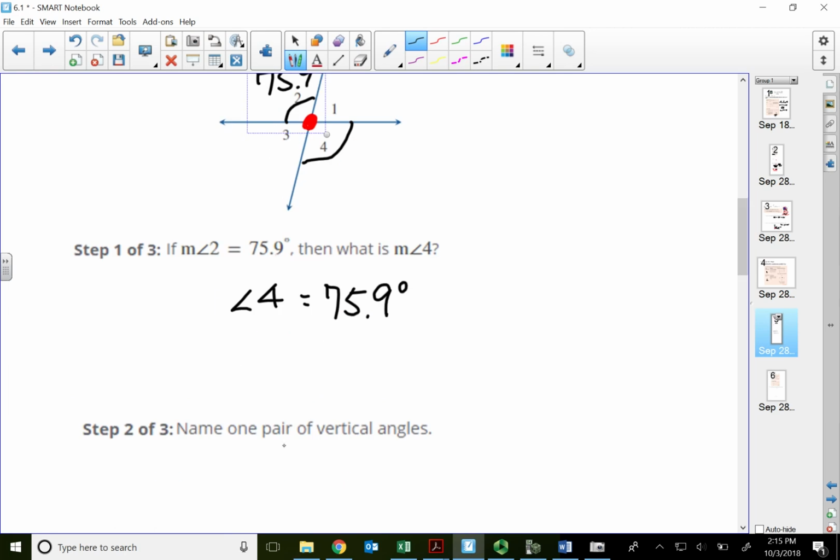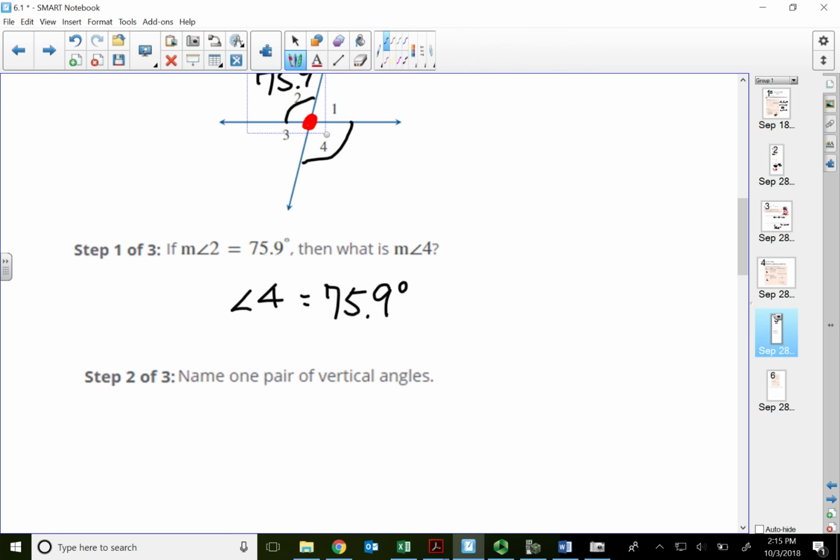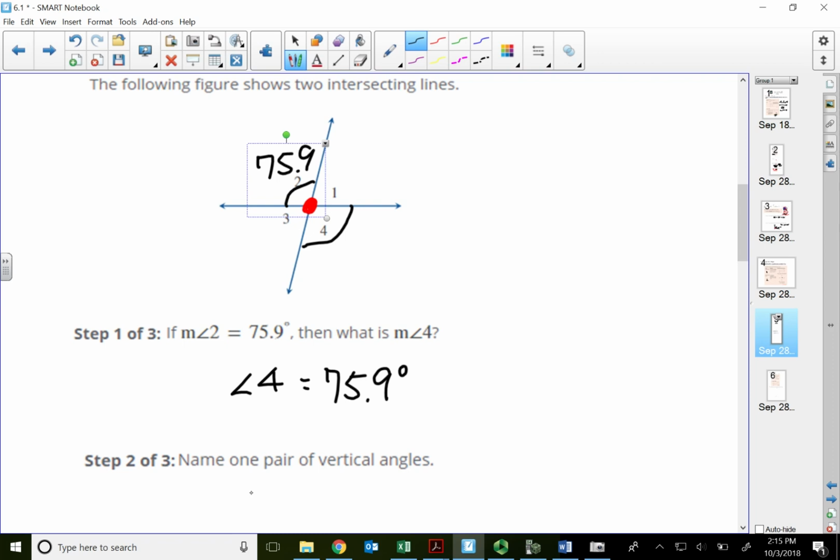All right, name one pair of vertical angles. Name just one pair. So you can say, well, angle 2 and 4 are vertical angles because they are sitting right next to each other.